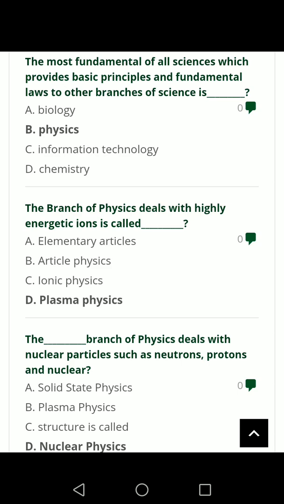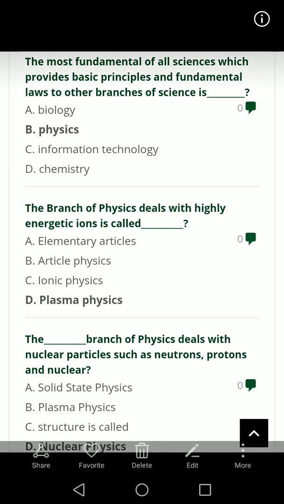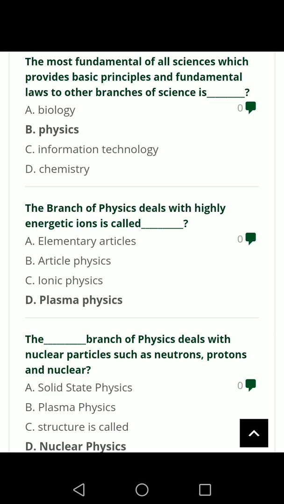The most fundamental of all sciences, which provides basic principles and fundamental laws to other branches of science, is physics. The branch of physics which deals with highly energetic ions is called plasma physics. Plasma physics deals with highly energetic ions.